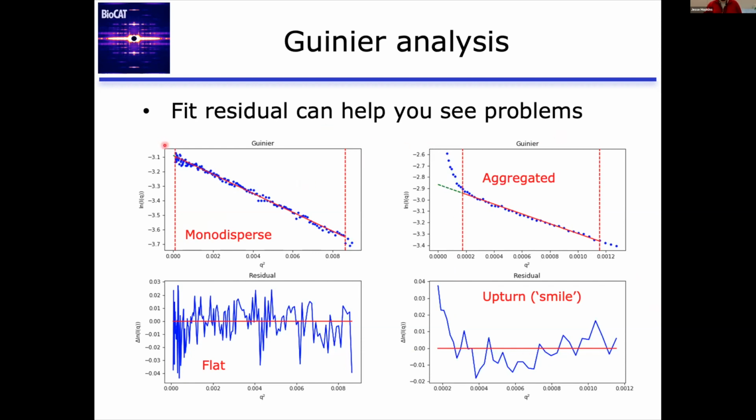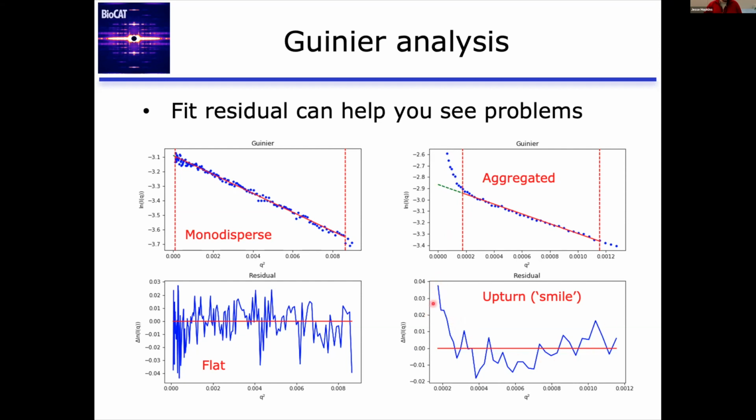So here we have a monodispersed sample. We fit it to the Guinier fit, it fits quite well. The residuals are flat and randomly distributed. This is what we want to see. Here we have a sample with aggregation in it. You can see we have this uptick at low Q, and even if I've cut off most of that, we still have this kind of trend in the residuals.